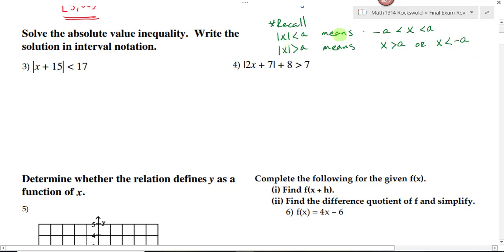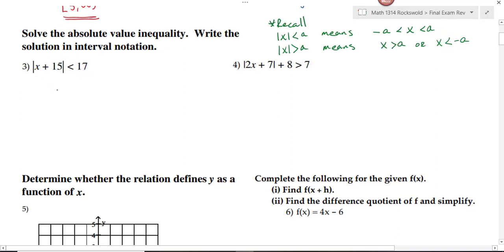So if you have a less than, you set up a compound inequality. If you have a greater than, you set up 2 inequalities. One looks like the problem without the absolute value bars. The other one, you flip the inequality and use the opposite sign. Well, just remember, if you multiply by a negative, you got to flip the inequality.